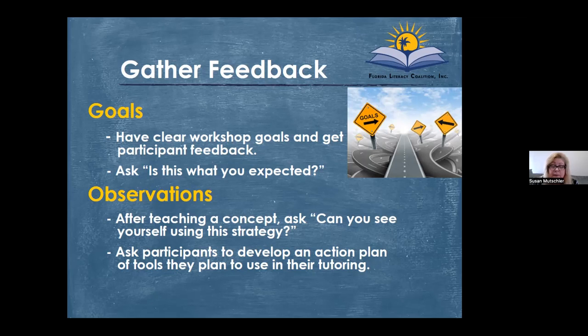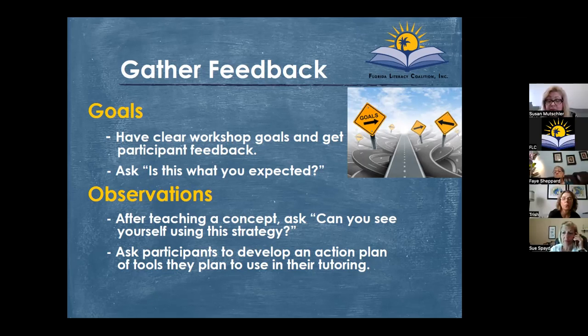We talked a little bit about the lesson plan exercise. I like to do that on my second day at the end of the day. I think it gives the tutors a lot of confidence, and I'll ask them.